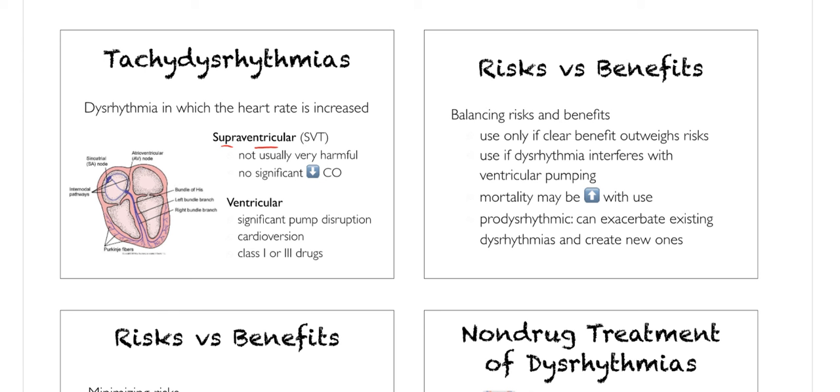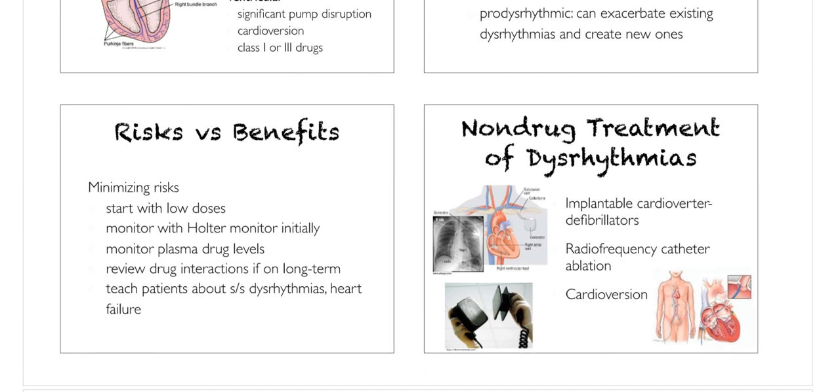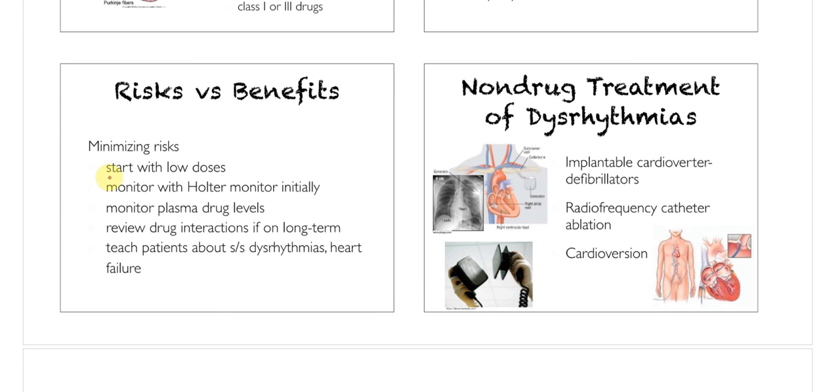particular. And just remember that anytime we use an antidysrhythmic medication, that also makes it a pro-dysrhythmic medication. We can exacerbate any existing dysrhythmias or even create new ones. Which means we want to make sure that we are starting with low doses here. And then after they've converted, we're going to want to monitor with a Holter monitor for a period of maybe 2 weeks, perhaps longer than that, depending on how significant the dysrhythmia was and how significant their hemodynamics were impacted.